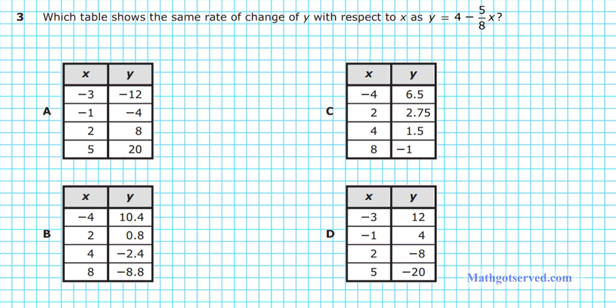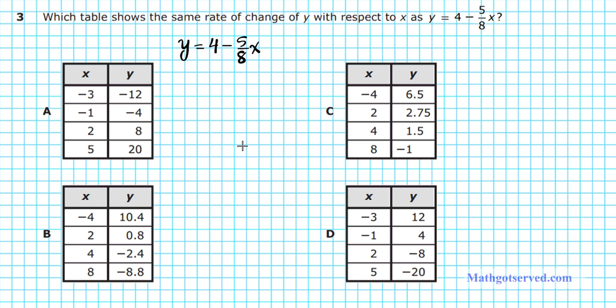All right, let's take a look at question number 3. It says, which table shows the same rate of change of y with respect to x as y equals 4 minus 5 over 8x? So we have a table. We want to see which table is going to generate the output if you make use of this rule right here. All right, so we have the rule. The rule is y equals 4 minus 5 over 8x.